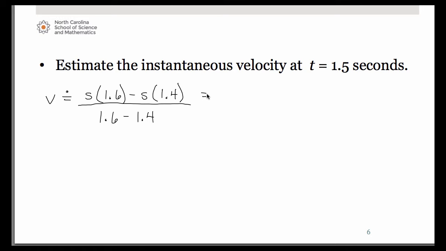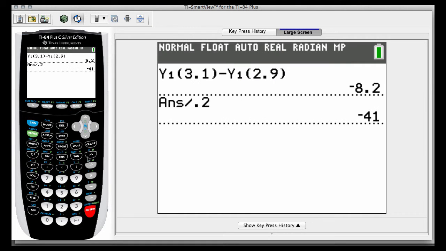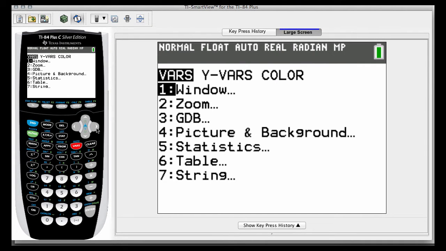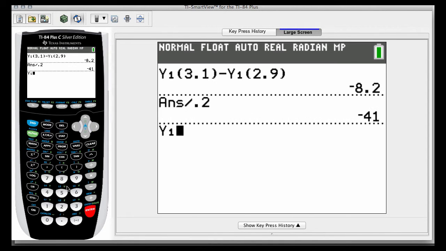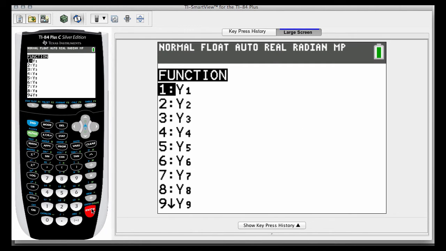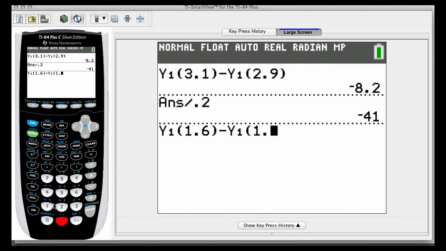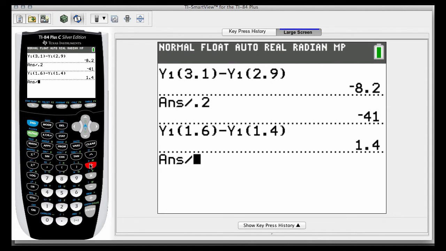So once again, we're going to let the calculator do the number crunching for us. So we're going to do that vars and across the top to y vars. And we're going to have the calculator evaluate the function at 1.6 minus at 1.4. So once again, this is the numerator from our slope calculation, and we need to divide that by 0.2, which is the 1.6 minus 1.4, and we get 7. Now notice this time the answer is positive, so think about what that means.